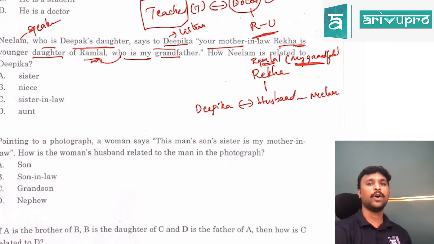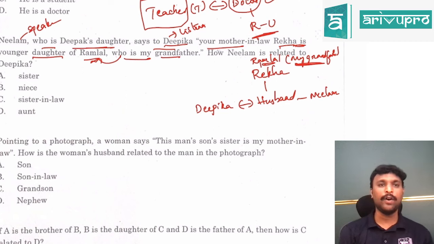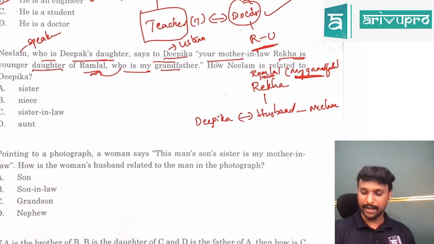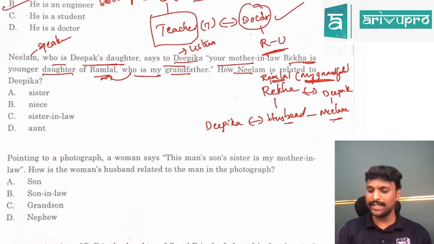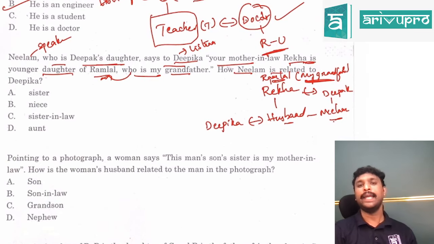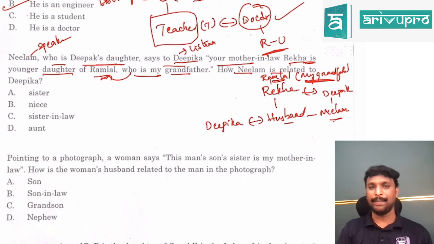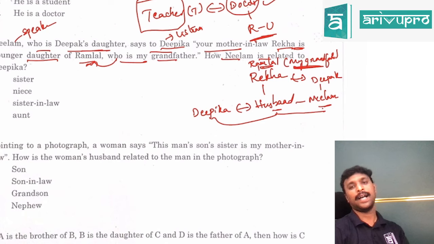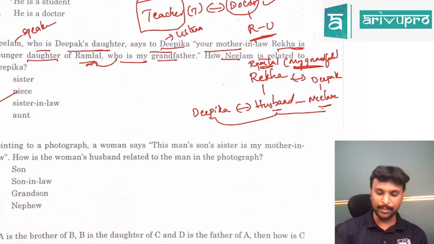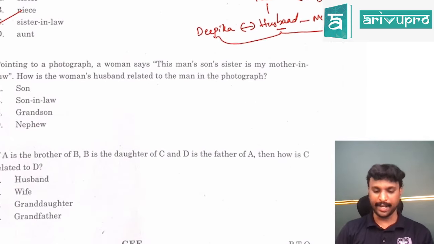Okay. And she is a daughter of whom? She is a daughter of Deepak. That means Deepak should be above. That means definitely this fellow and Neelam are siblings. So Rekha and Deepak are a married couple. Okay. Now the question is, how is Neelam related to Deepika? You can see Deepika's husband's sister is Neelam. Husband's sister is sister-in-law. So option C is the answer. Let's look at the next question.